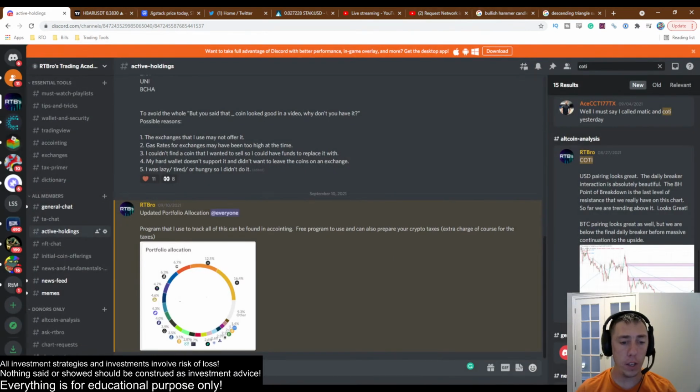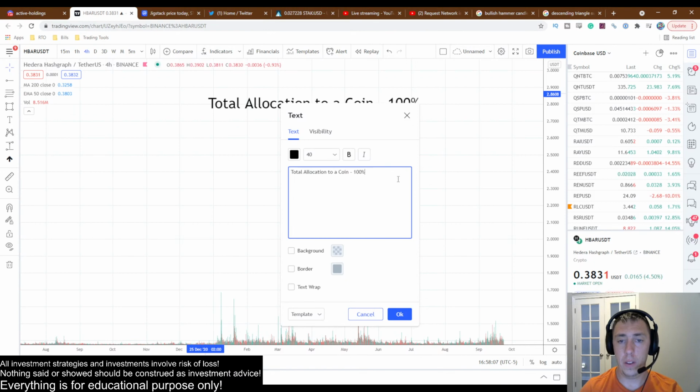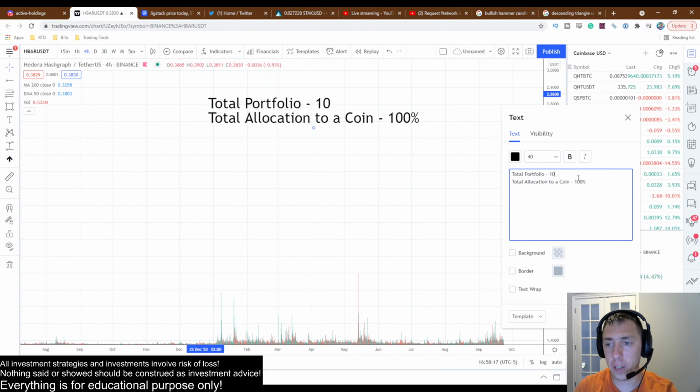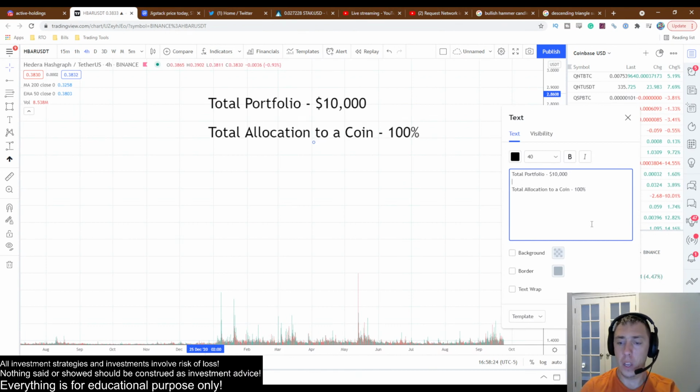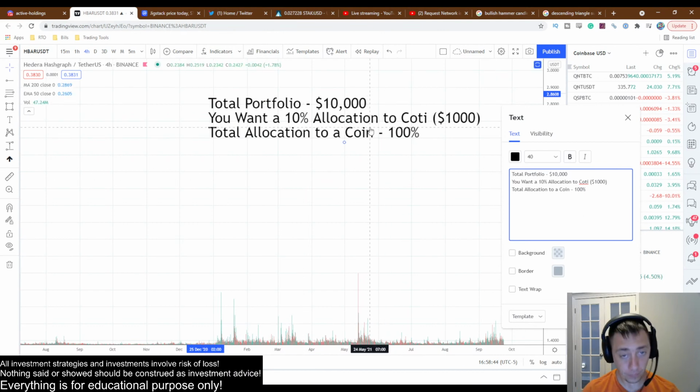What you can do is say: total portfolio is $10,000, hypothetically. I don't know how much you have, I have no clue. You want a 10% allocation to Cody. Hypothetically, that means you want $1,000 into Cody. So that means your total allocation to a coin is 100%.